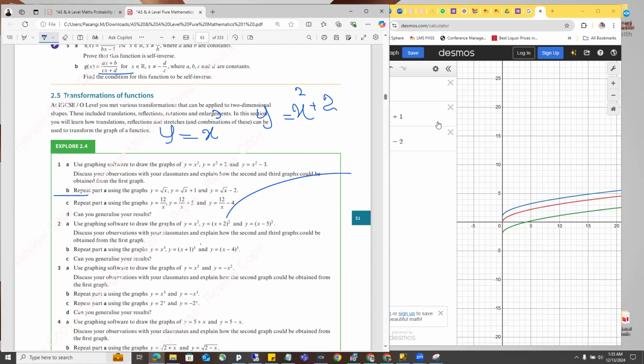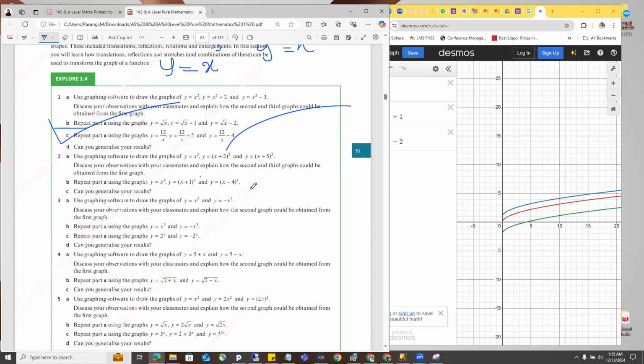If it's +2 now, we need to move the entire graph up by 2 units. If it's -3 now, we need to take it down. We need to move further down by 3 units. That's what we have. It's clear, right? Yes. Okay, then the first part is done.